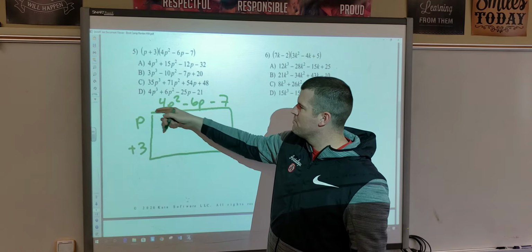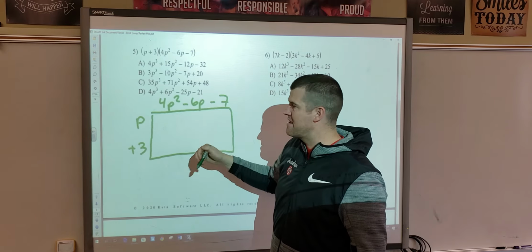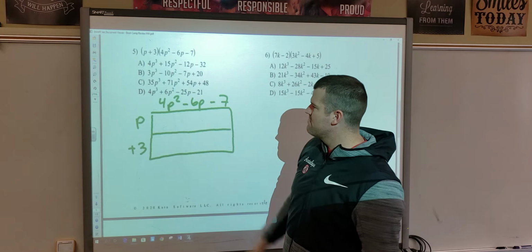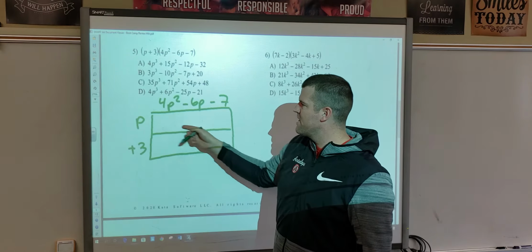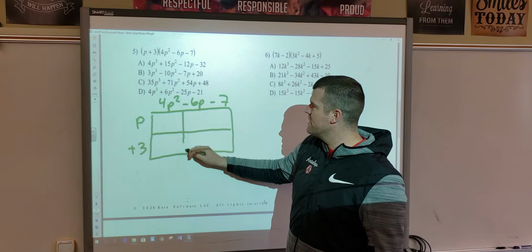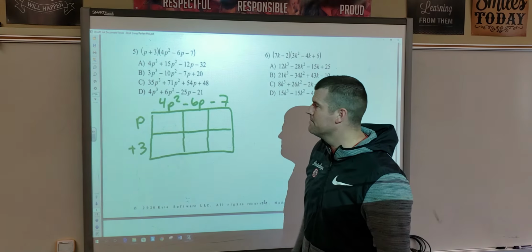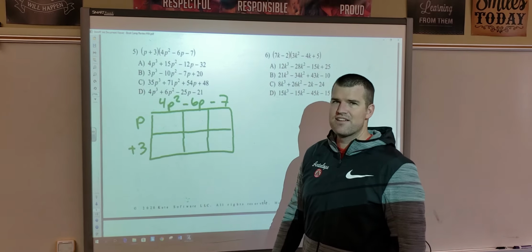But again, if you prefer to put your trinomial along the side and your binomial at the top, you'd still get the same answer. So now I'm going to divide it. I've got 2 terms, so I've got 2 rows. Up here I have 3 terms, so now I'm going to have 3 columns, which gives me 6 boxes instead of 4. But what we do next is still the same.